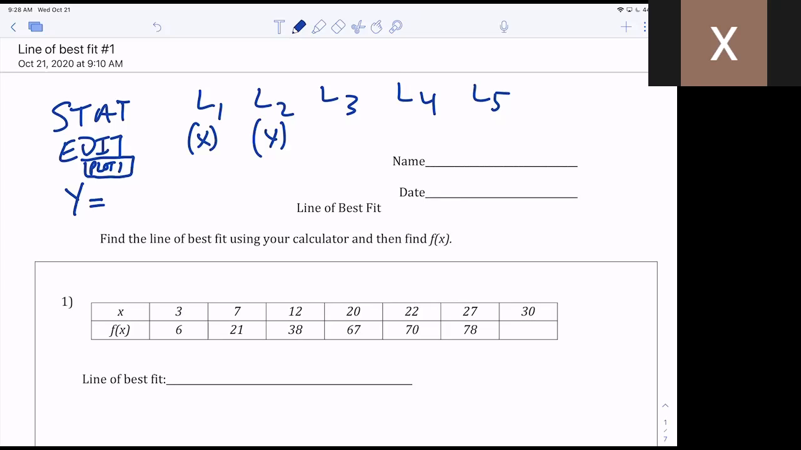Graph. Y equals. I said go up and hit enter. Now the point is on. Now graph. The point magically appears. What? Y equals graph. What's the problem?